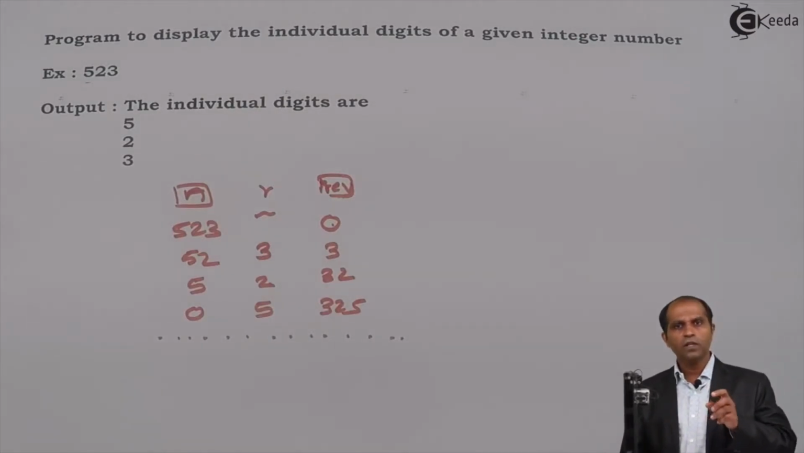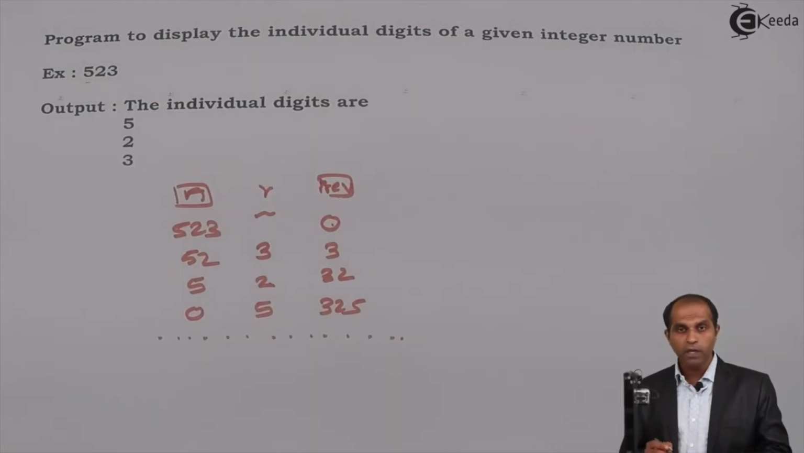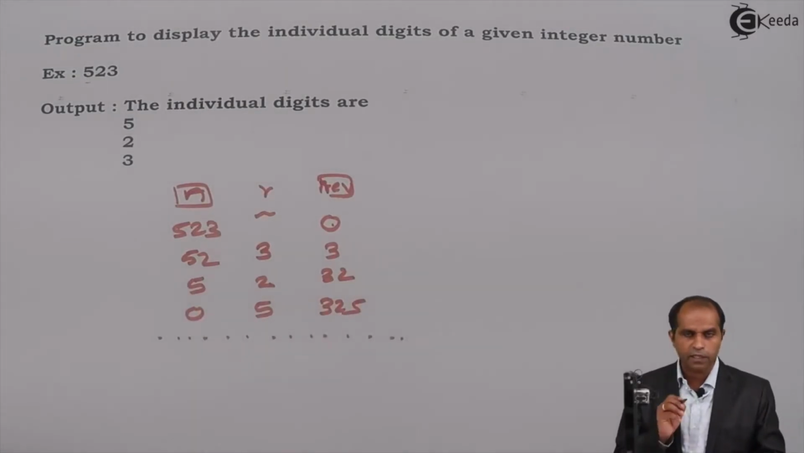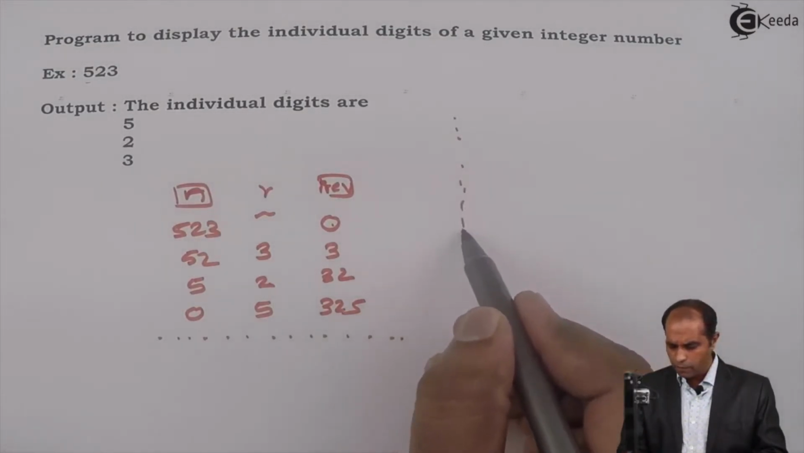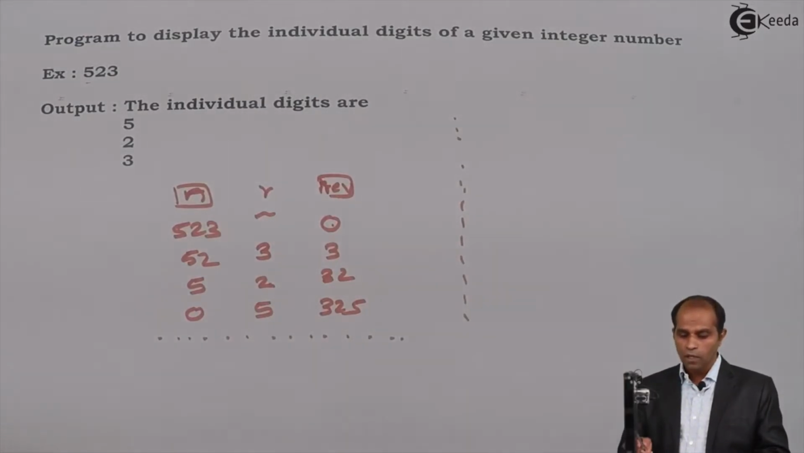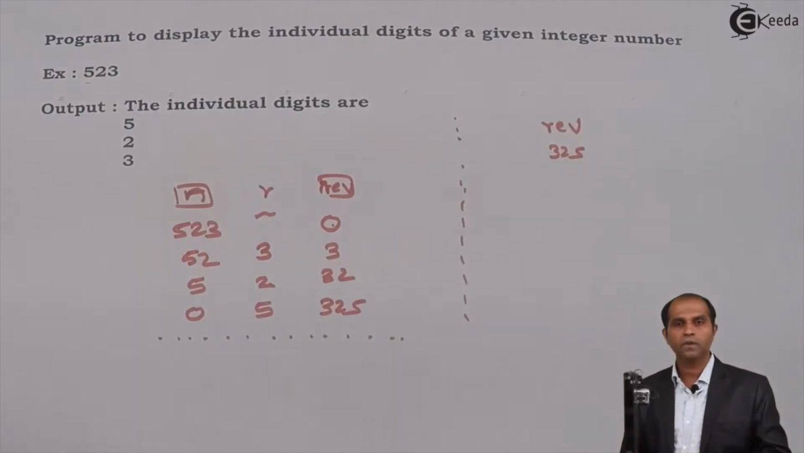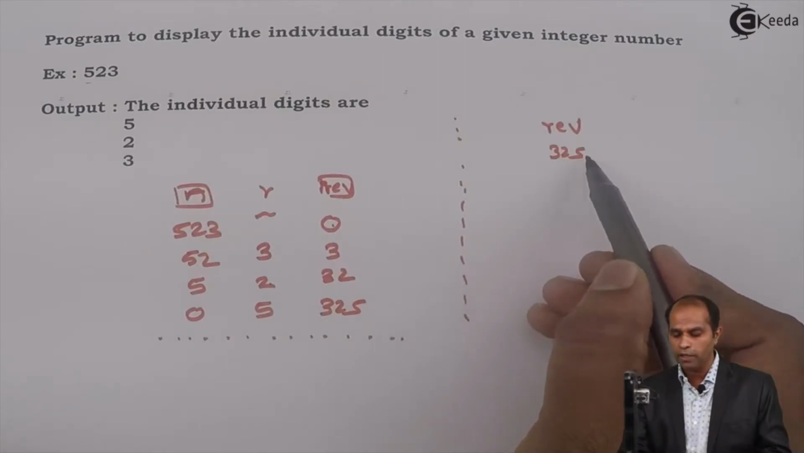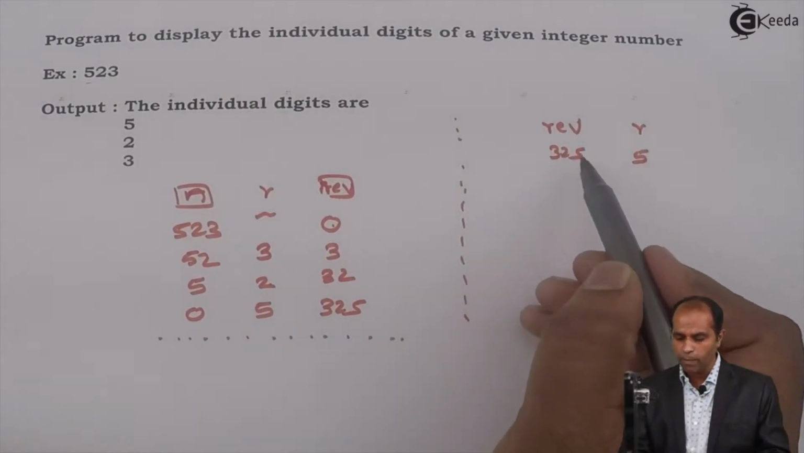Now what you need to do is redo the entire task one more time. After obtaining the reverse, you redo the entire task one more time. Now try to extract the digits from the reverse rather than the number. So I'll try this operation on the other side. Extract the digits from rev. So now rev is 325. Start extracting the digits from rev. So 325 mod 10 is what? 5. And 325 by 10 is what?